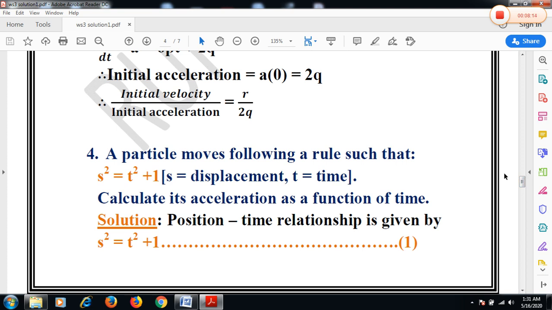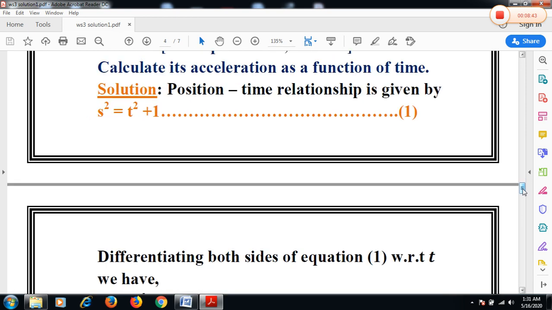A particle moves following a rule such that s square equals to t square plus 1, where s equals to displacement and t equals to time. We need to find out its velocity and calculate its acceleration as a function of time. Okay. So in this relation, we need to find out the derivative of it using the chain rule. So position time relationship is given by s square equals to t square plus 1. We have numbered it as equation 1.